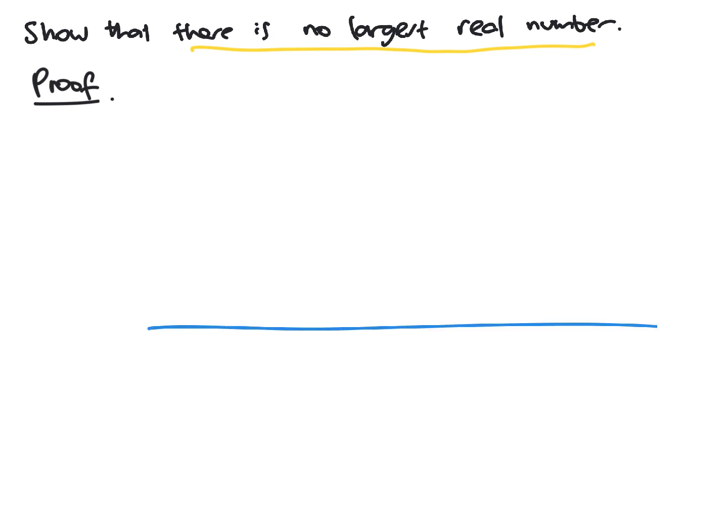To say that there's no largest real number, what do you mean by that? If I take any arbitrary real number, let's call it x, I can always find another real number that is larger than that, right? And if I can do this for any real number, then it means that there's no largest real number, right? That for any arbitrary real number, I can always find another one that is larger than that.